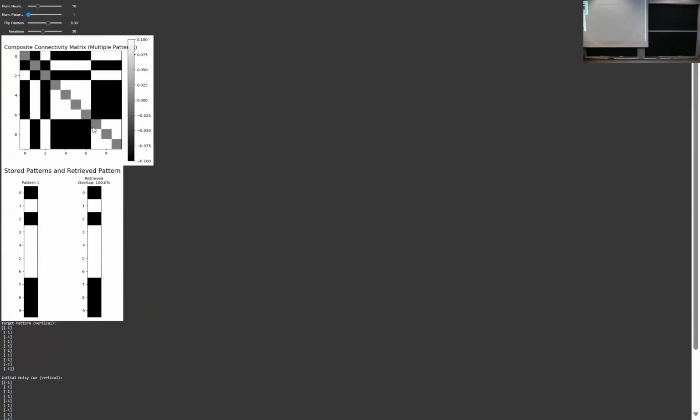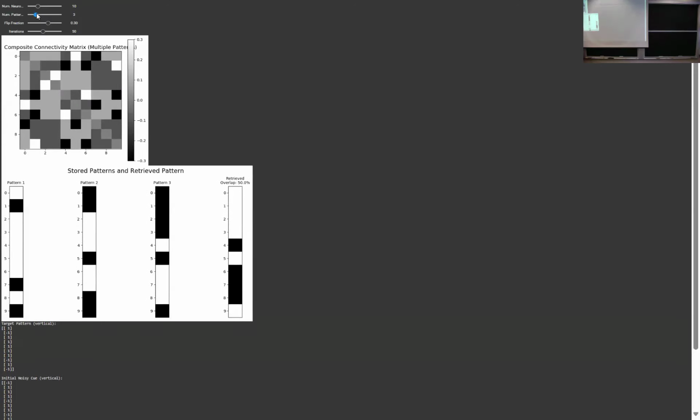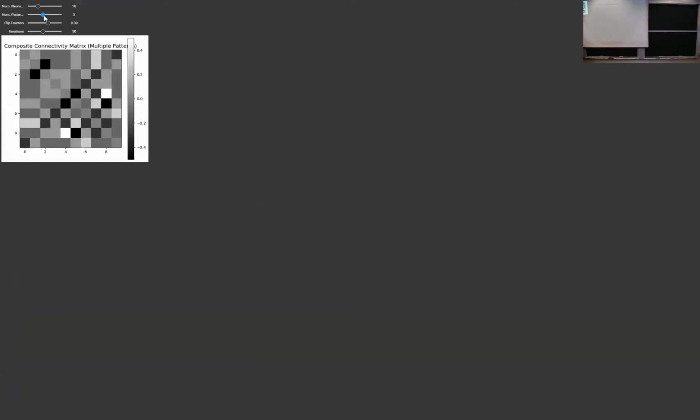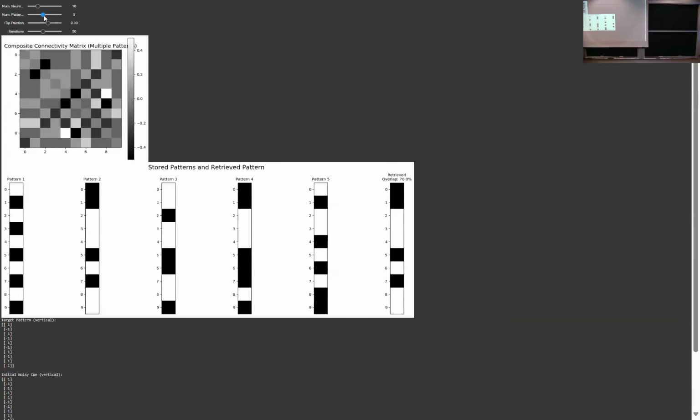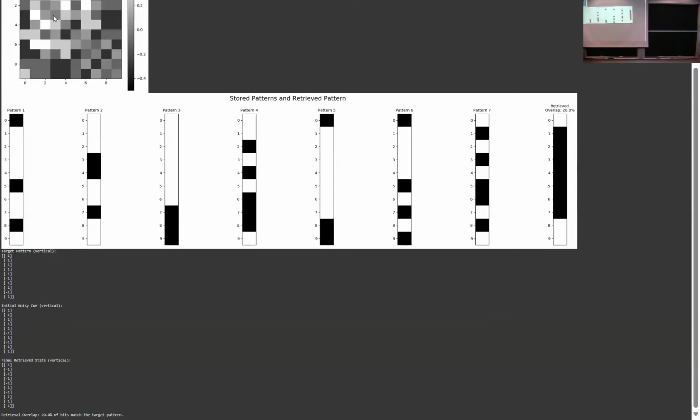But as I increase the number of stable patterns that I have, the probability of success is diminishing. There's a random element to it, but 50% is the worst. 50% means 0 correlation, which means that they're orthogonal, they're independent. But as I increase it, 70%, we go lower, 20%, which is actually not that bad.